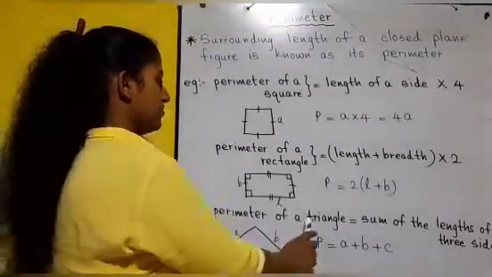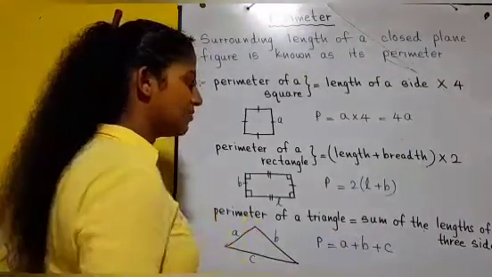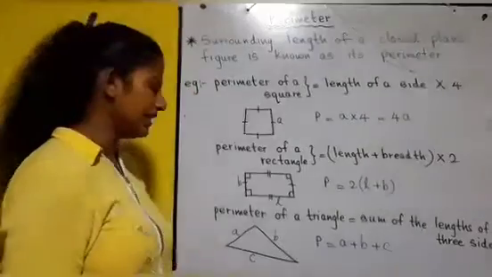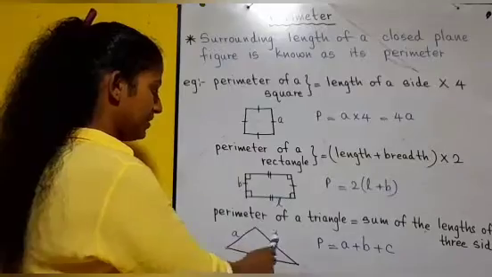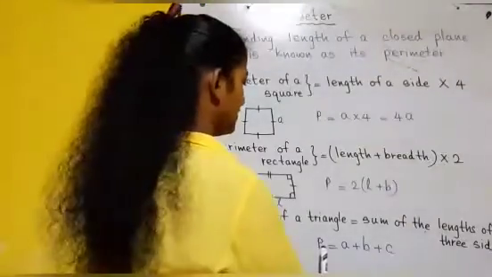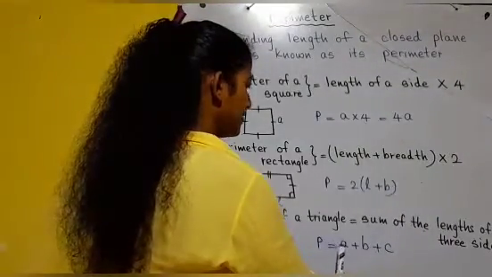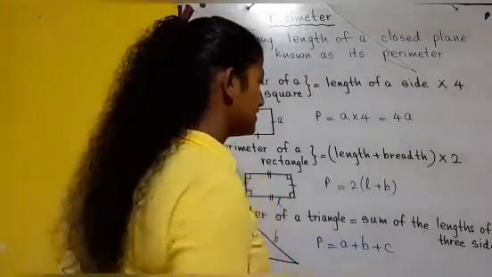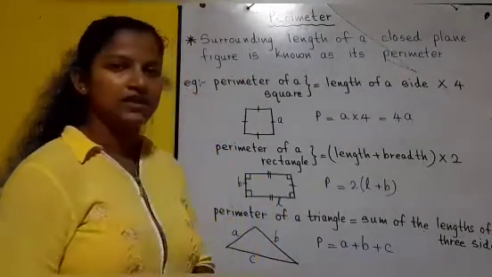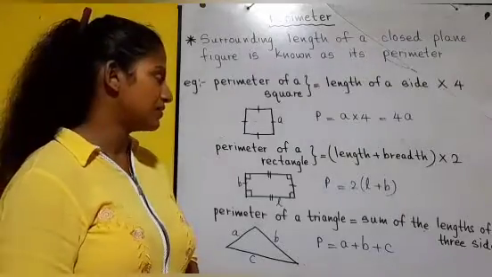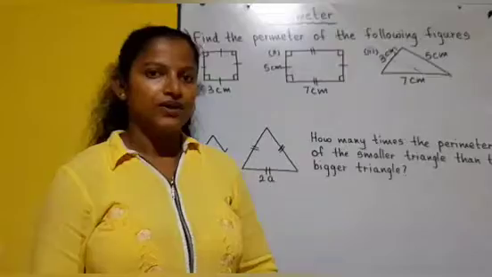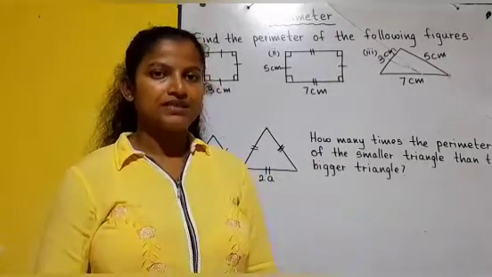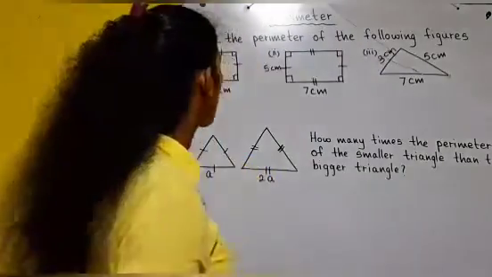Then the perimeter of a triangle. That is the sum of the lengths of the 3 sides. The 3 sides are different in length, A, B, C. So we can find the perimeter by P equal to A plus B plus C. That is the way we are finding the perimeter of some plane figures. Now we are going to discuss some examples regarding perimeter.